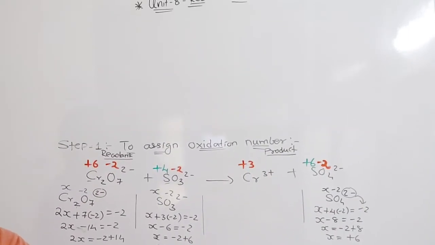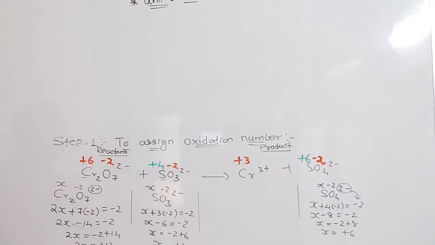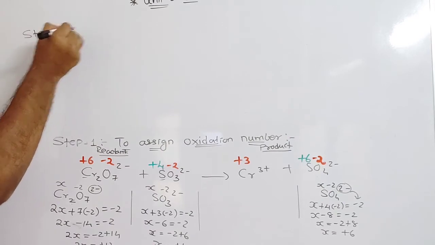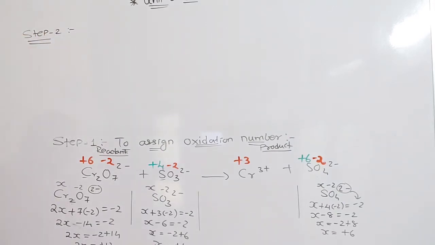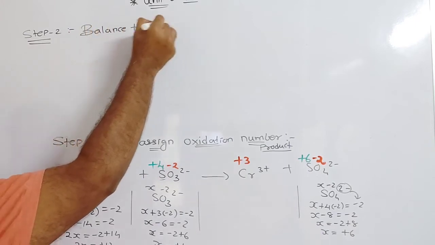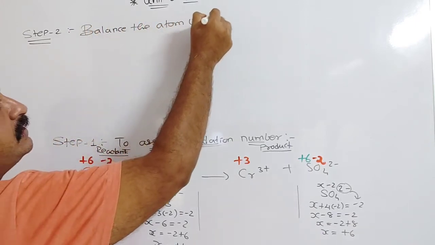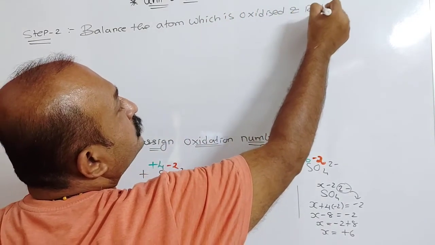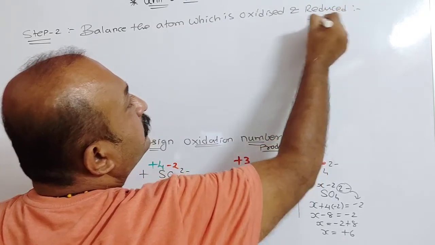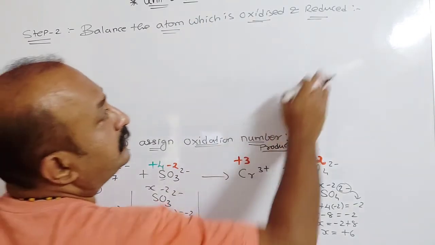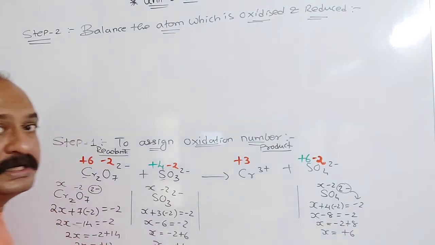Now I am going to discuss step 2. Balance the atom which is oxidized and reduced. What is the word? Balance the atom which is oxidized and reduced. Clear? This is very important. Only the atom which is oxidized and reduced, that you have to balance with a suitable number or a multiple.